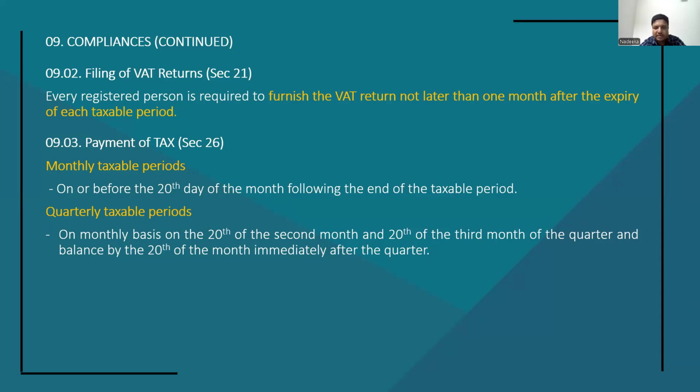If there are quarterly taxable periods, still you need to make monthly payments on or before the 20th of the following month. And when you submit the tax return after the quarter end, the final payment for the quarter, you can adjust and pay. But for that also, you have 20 days after the end of the taxable period. So on a monthly basis, on the 20th of the second month, 20th of the third month of the quarter, and the balance by the 20th of the month immediately after the quarter.